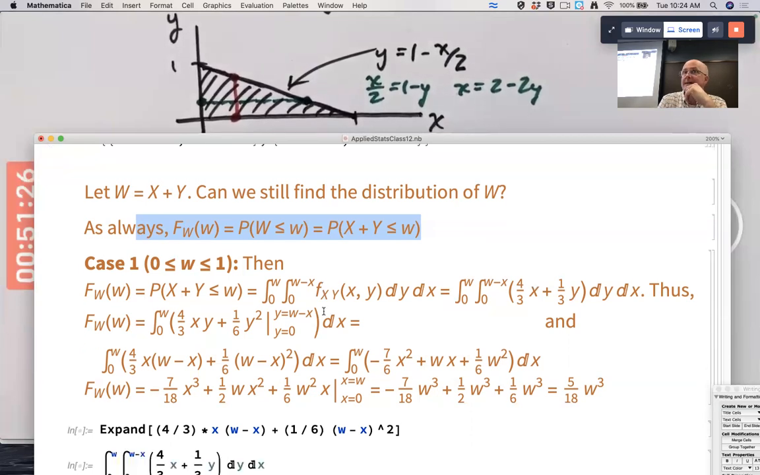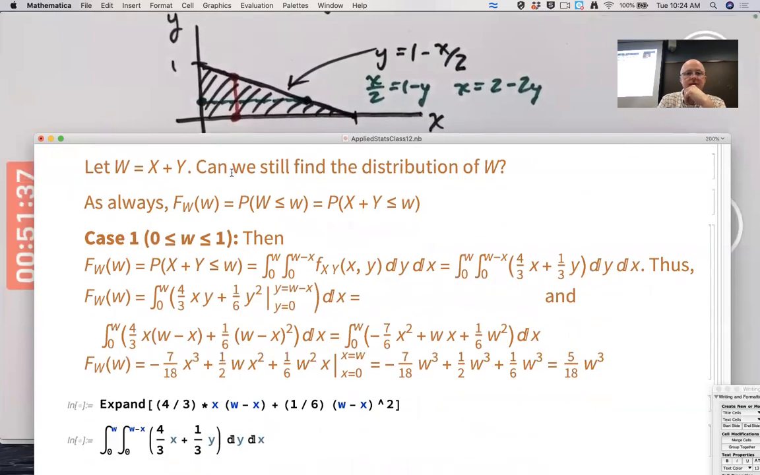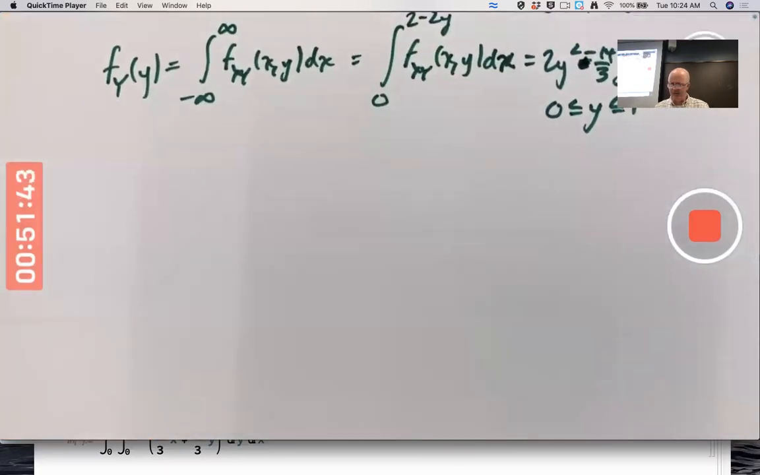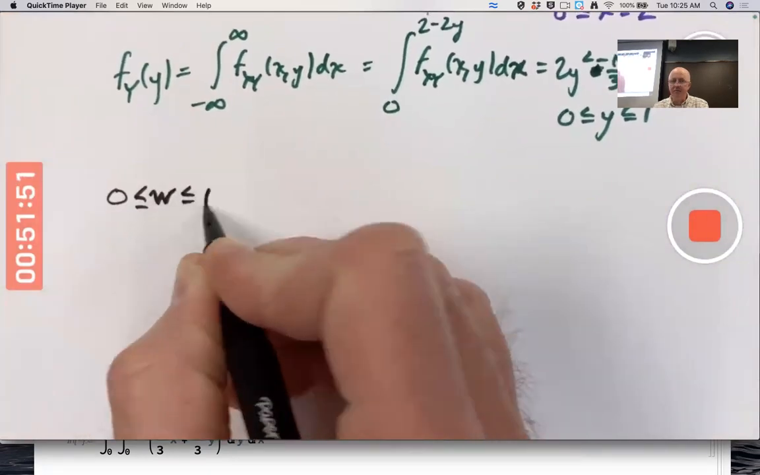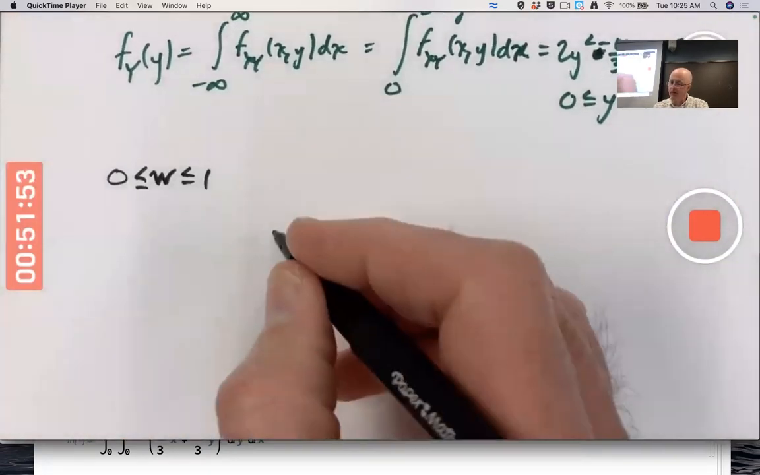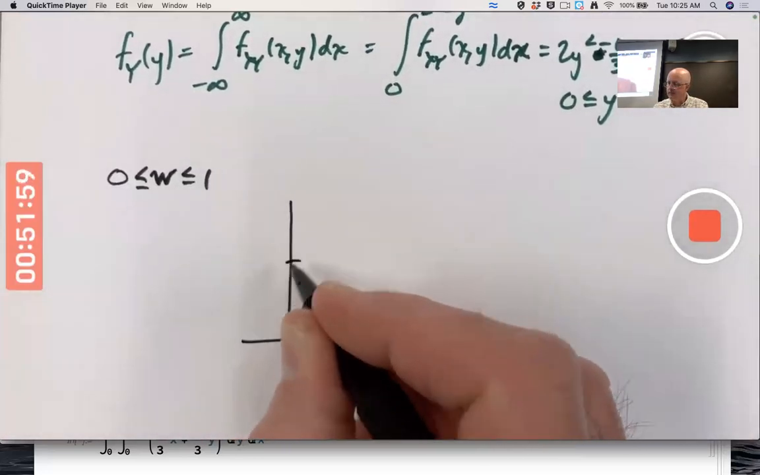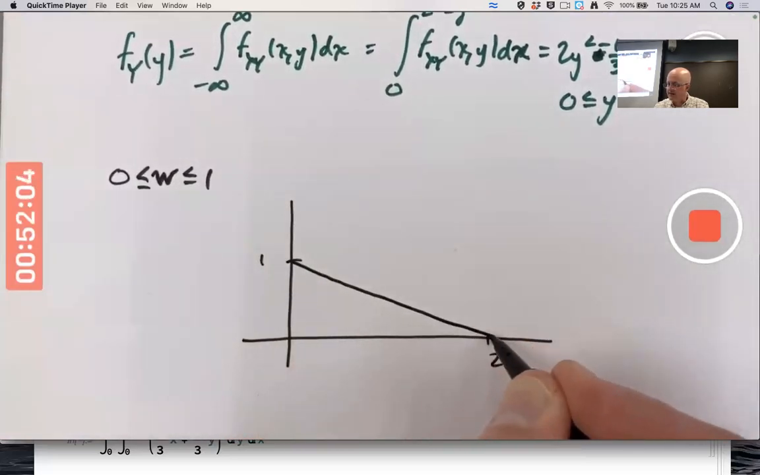We have to split into two cases, though. That's an extra complication. Case 1, W is between 0 and 1. Case 2, W is between 1 and 2. Why do I have to do two cases? Let's look at the picture again. Let me, in fact, redraw this. W is between 0 and 1. Here's the domain where the joint PDF is positive.